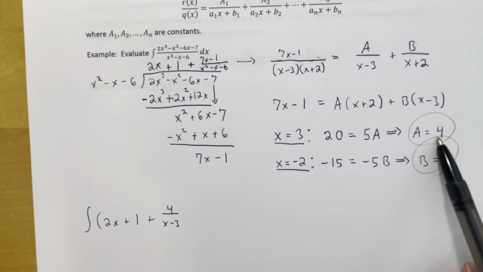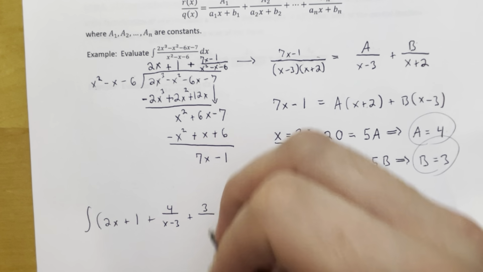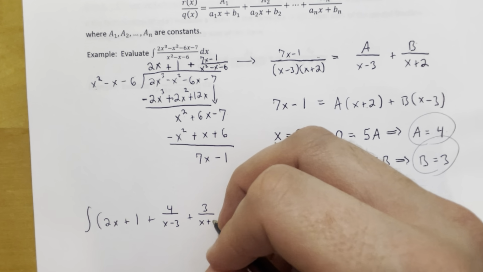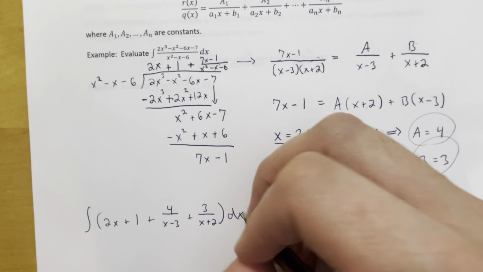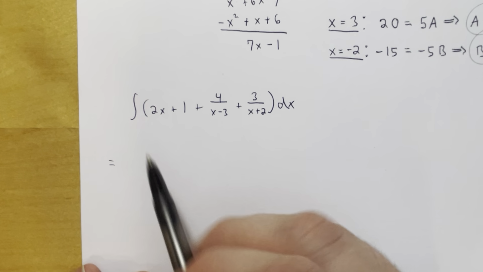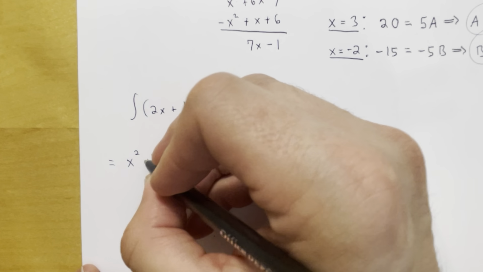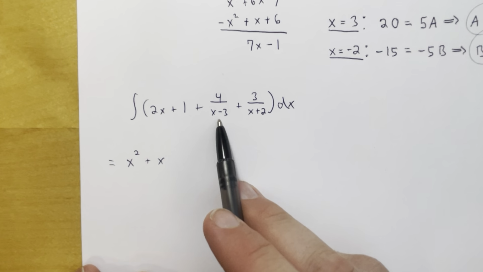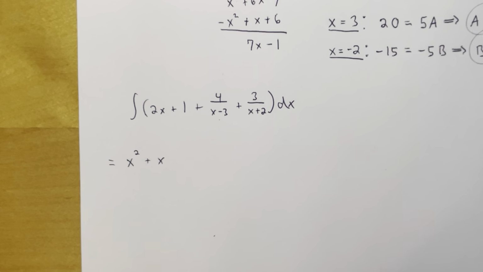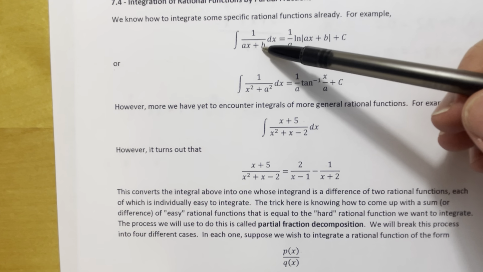That's what a was, right? a was 4. Plus b, which is 3. So I'm going to say plus 3 over x plus 2, dx. And integrating this is straightforward because I know what the 2x becomes. It becomes x squared. 1 becomes x. Here, remember, we're looking at these types of integrals now.